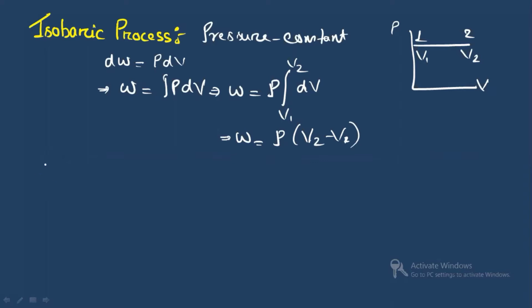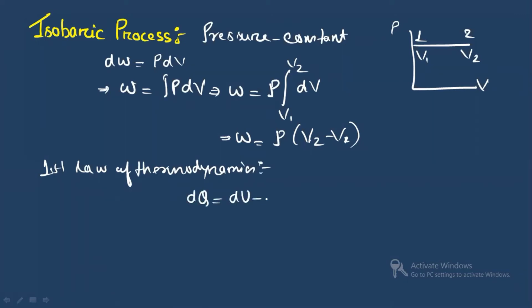Now, if you see the first law of thermodynamics, while doing the problems we have used the first law of thermodynamics multiple times, and we know that dQ is equal to dU plus dW. That is, the change in heat is equal to the change in the internal energy plus the amount of work done. Right. So you see here the amount of work done we have calculated, dW, which is P(V2 minus V1). Right. So if I write here, dQ is equal to dU plus P(V2 minus V1).